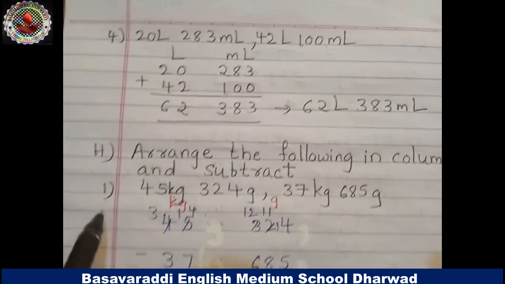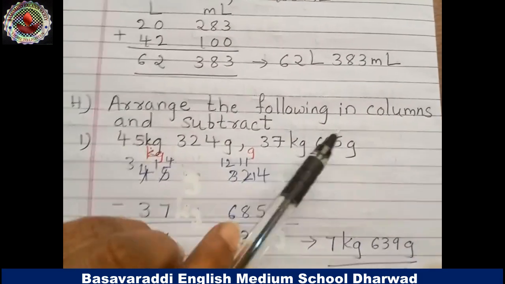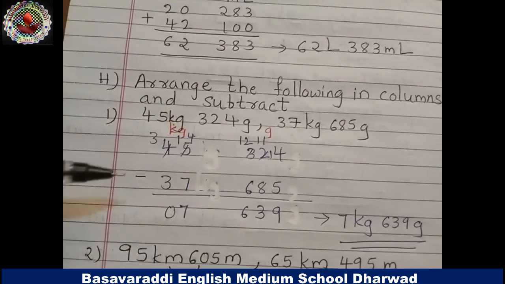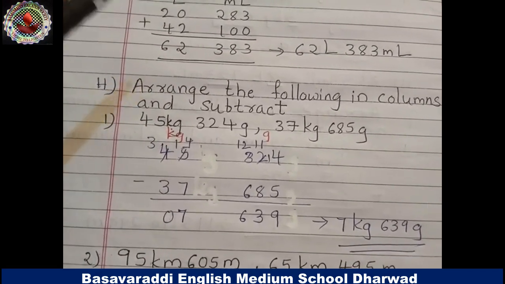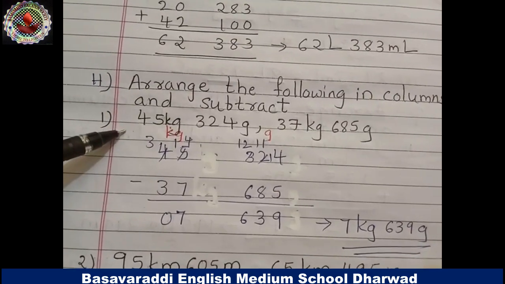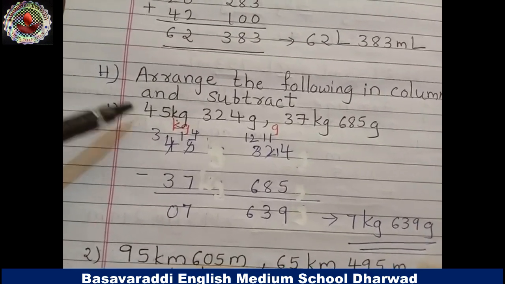Now arrange the following in the columns and subtract. So we have to arrange the column. Here they are not telling the subtract from, they are given directly. They are not mentioning any subtracting from.